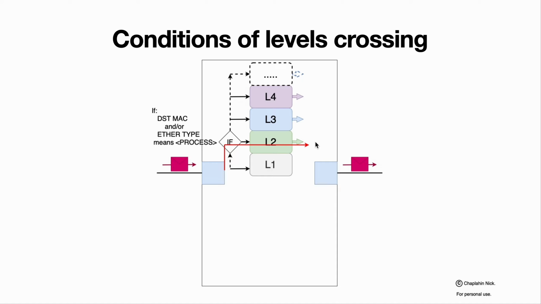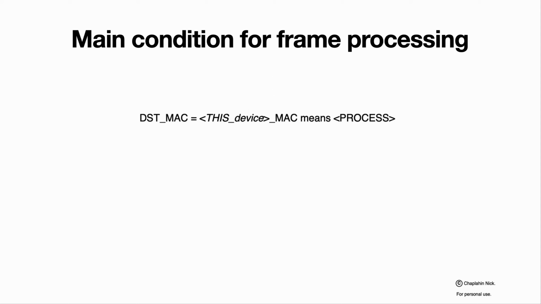And the main condition that signals to the system that a packet should be processed, not just switched, but processed somehow, including moving it to the L3 level, L4 level, and so on, is when the destination MAC equals this device's MAC. So you should remember this condition, because this is one of the basic conditions, for example, for routing.